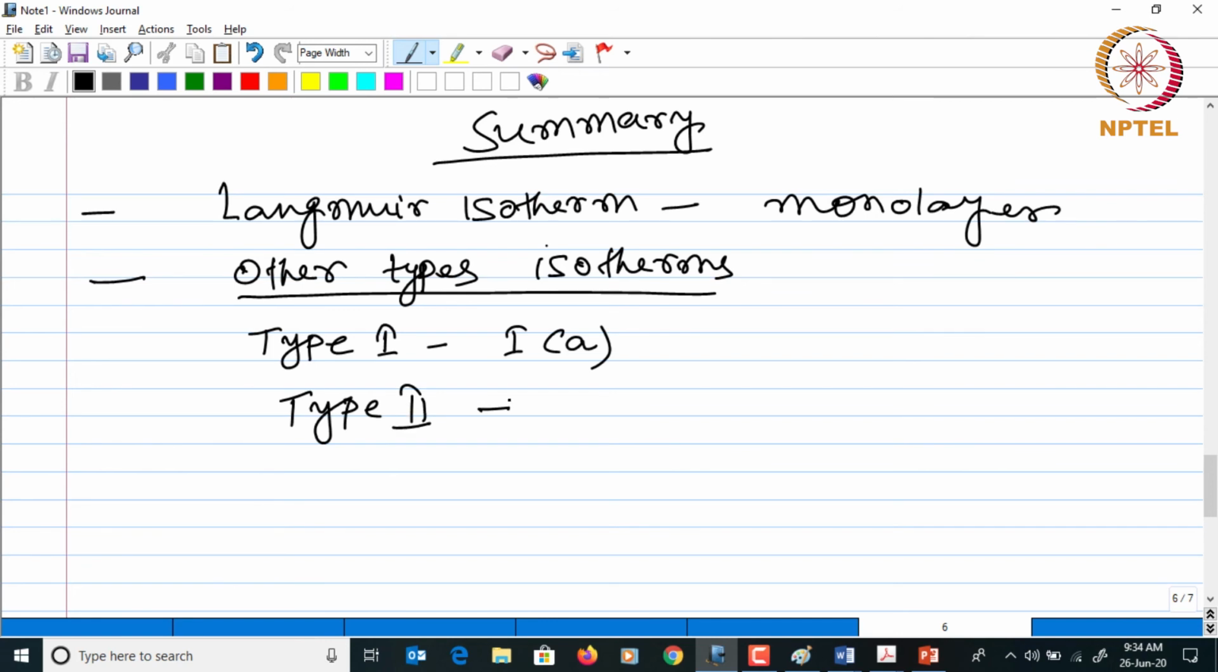Type 2 isotherm corresponds to materials which are non-porous or macroporous. And in this case, we had seen an inflection point M, which indicates the monolayer coverage, and beyond that point, the multilayer adsorption starts to happen.